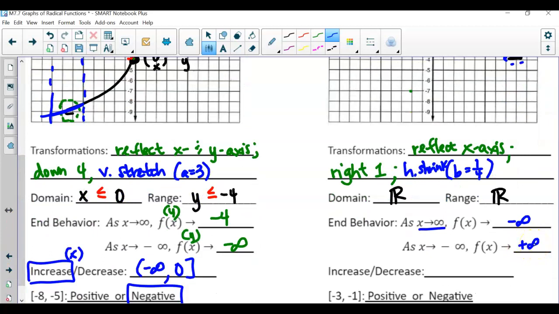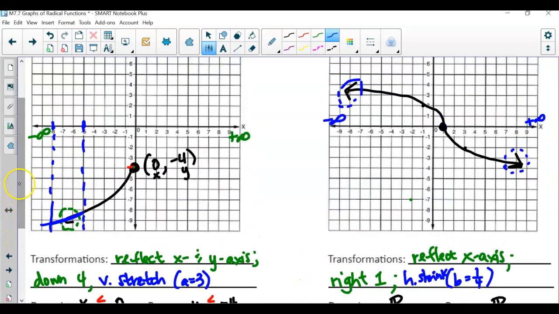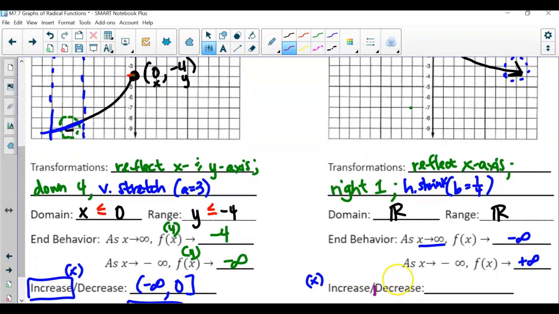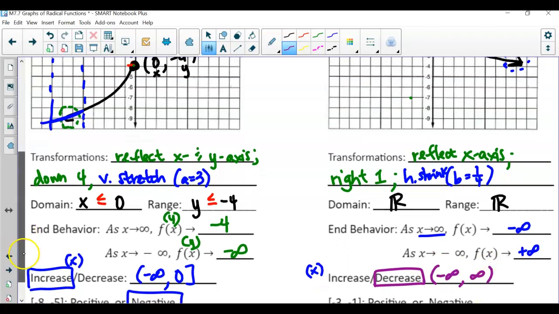Then remember, for increase, decrease, we're looking at those X values, so read it left to right. What direction is our graph going? You should have noticed it's constantly going down, so the values of the graph are decreasing. And again, because everything is all reals, we're continuing on from decreasing over negative infinity to infinity.